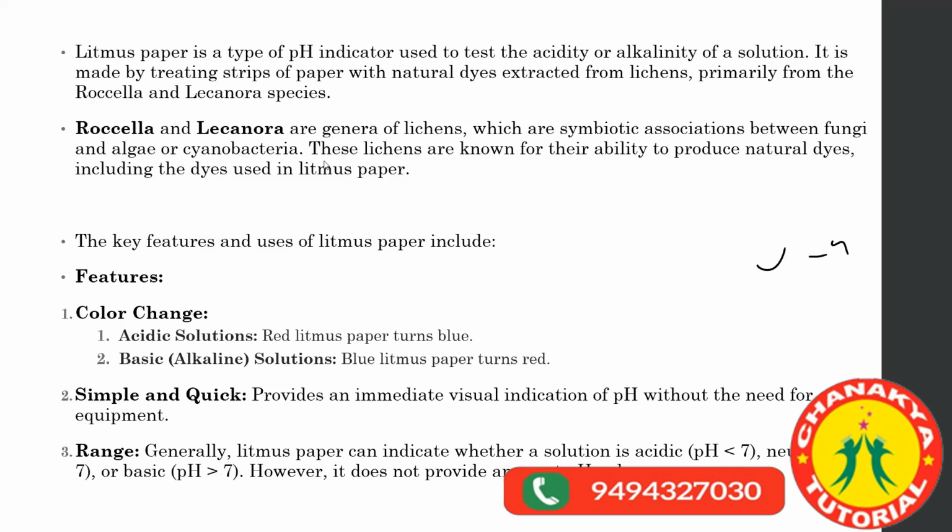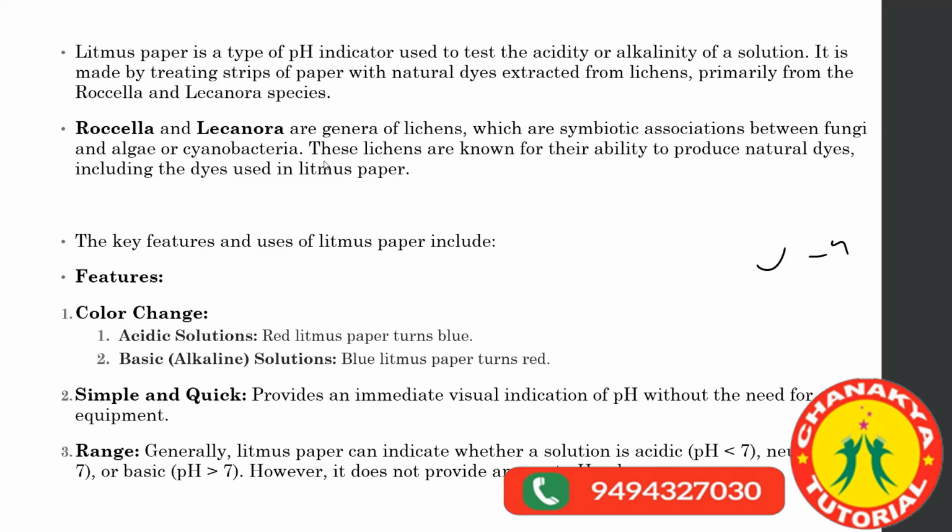For your identification, if I'm giving you a solution and just dropping a litmus paper in it, and I'm asking you to find whether it is an acid or base, you will just say: if it is turning blue, it is an acid; if it is turning red, it is basic. But if I am being more specific, tell me the acidic level of the acid solution.